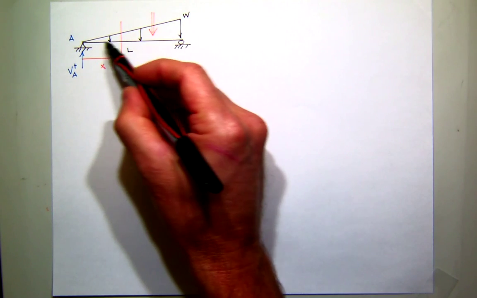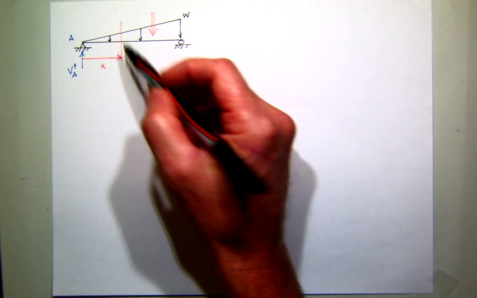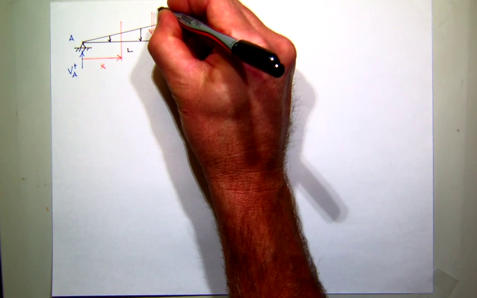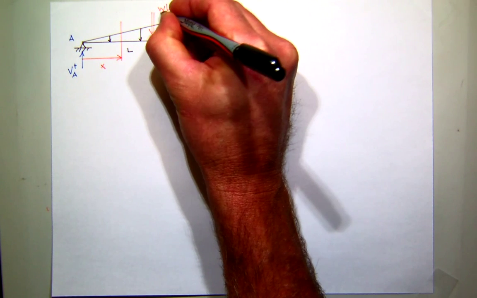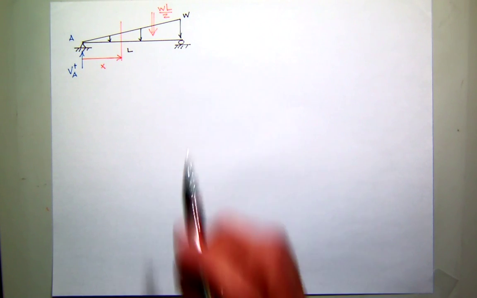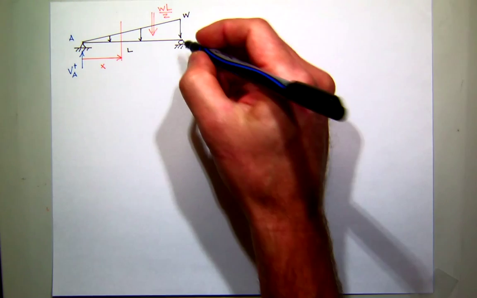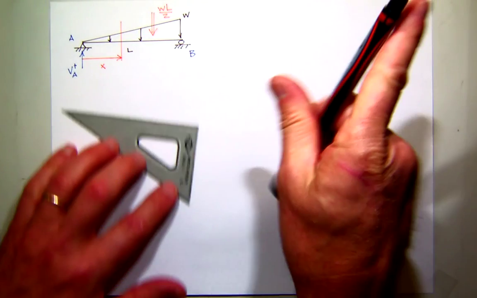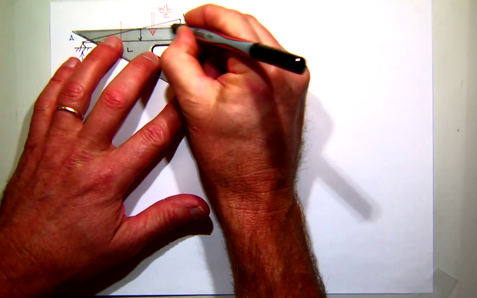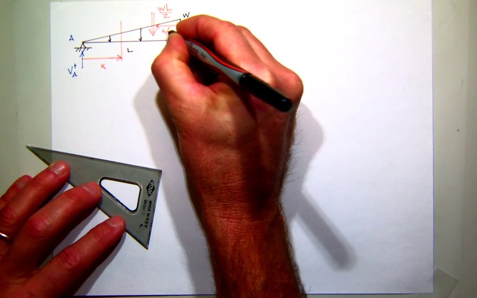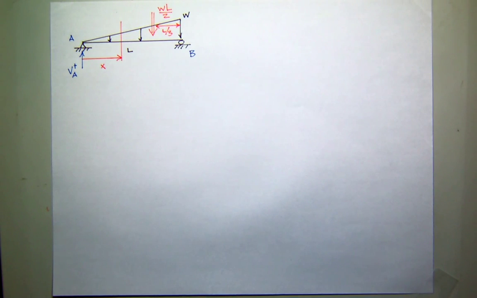So first thing I want to do is get a concentrated equivalent force. So what's the total area under the load curve? Right, it's a triangle, so it's 1/2 base times height, which is WL over 2. And I'm going to sum moments about B here so I can find AY. So what would be the distance from B to that force? 1/3 the distance. The distance is L, so L over 3.